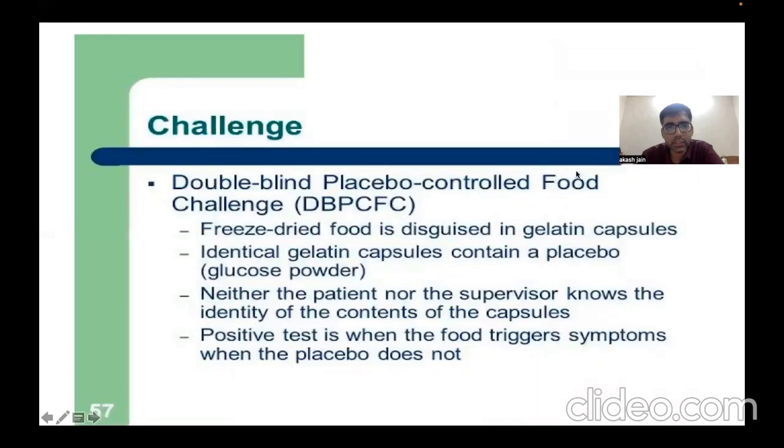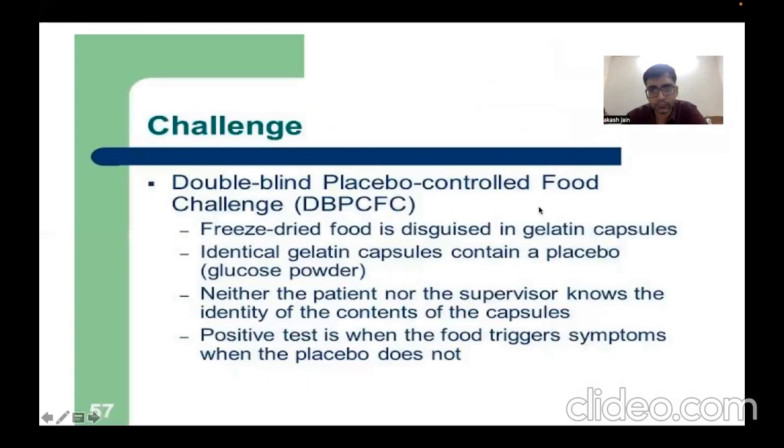Now, what is the double-blind placebo-controlled food challenge test? Freeze-dried food is disguised in gelatin capsules. Identical gelatin capsules contain a placebo, that is glucose powder. Neither the patient nor the supervisor knows the content of the capsules. A positive test is when the food triggers symptoms when the placebo does not.